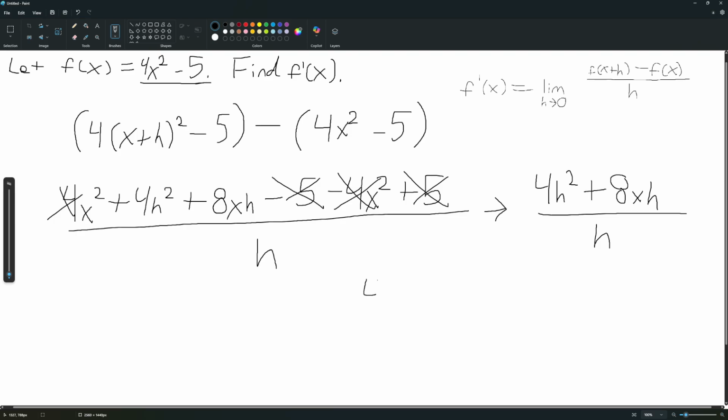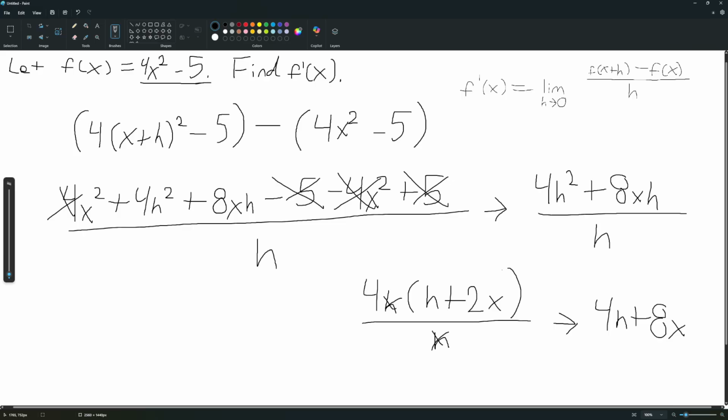Now that we're here, we can factor this numerator by taking 4h out. So that leaves us with 4h times (h plus 2x), and then we have this over h. The h's cross out, which leaves us with 4h plus 8x.